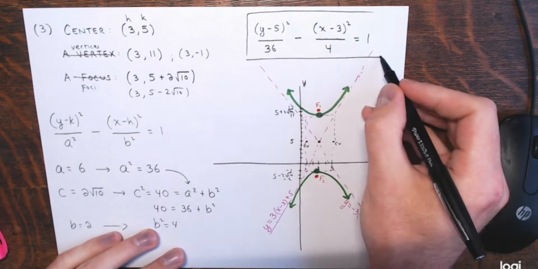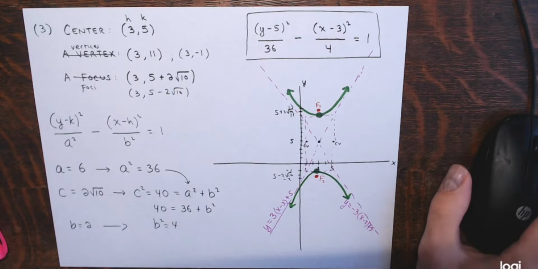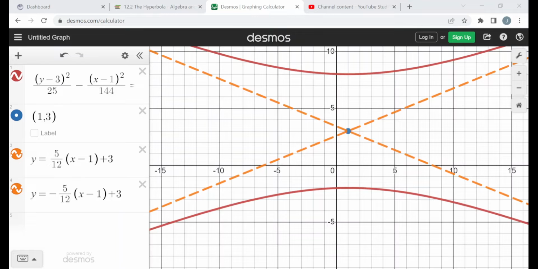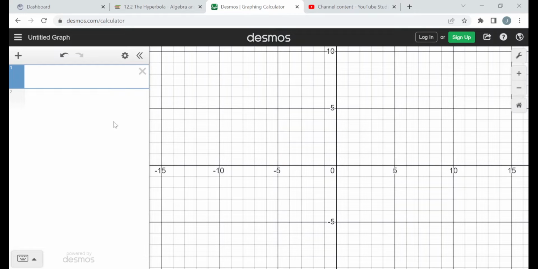Right? And again, I'll test it out. I'm going to graph that and also the asymptotes, plot the center, and we'll see that it works out. Looks good. And it has the same vertices that they told us it should have. So back on Desmos, the equation I just wrote was y minus 5 squared divided by 36 minus x minus 3 squared divided by 4 equals 1.